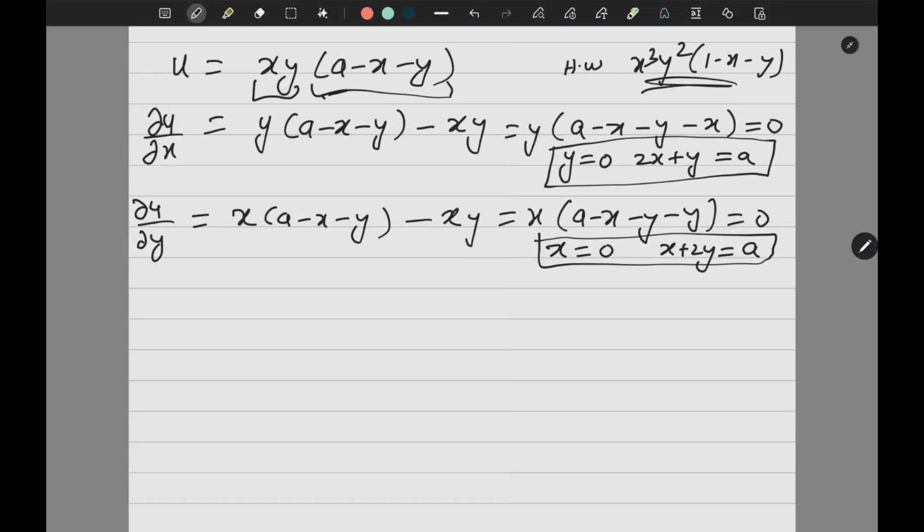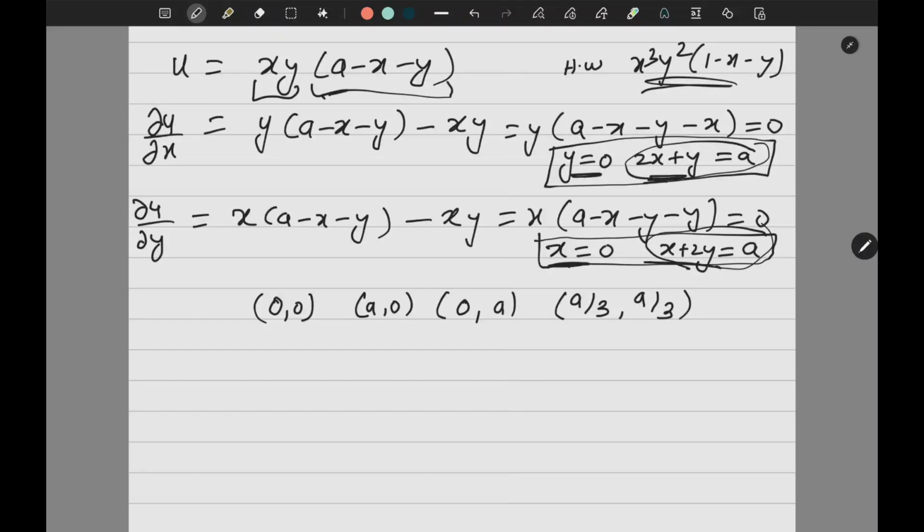Now when y is equal to 0, the first combination will be 0, 0. Correct. Now when y is equal to 0, x I should search from here. So if I put y is equal to 0, x is equal to a. So one point is a, 0. Same way, when x is equal to 0, y I should select from here. So y is equal to a. So 0, a also came. And now these two equations will also give me the solution. These are simultaneous equations. Multiply this equation by 2 and then subtract. So you will get a by 3, a by 3. So that will be my fourth point. Correct. So like this, I have got 4 extreme points.